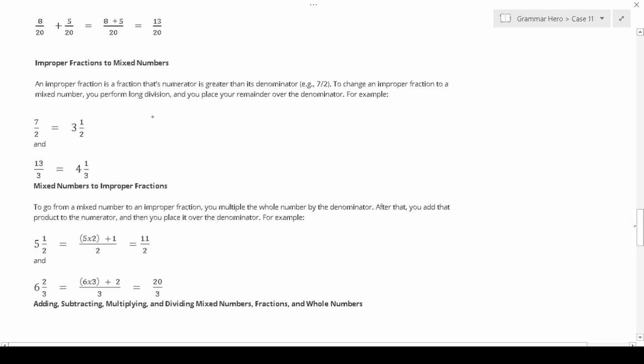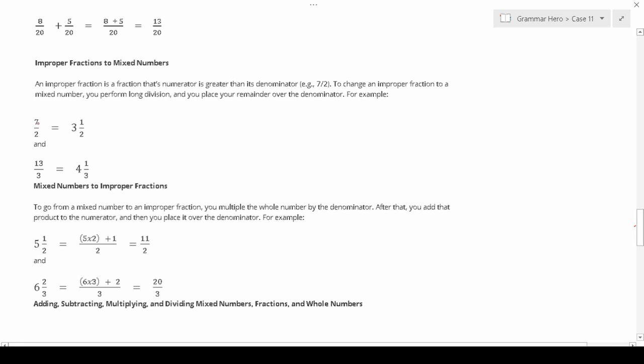So now let's talk about improper fractions, and more specifically how we convert them to mixed numbers. Just to give you a definition, an improper fraction is a fraction in which the numerator is greater than the denominator. So in this case, we can see 7 is the numerator, 2 is the denominator. 7 is bigger than 2, so this is an improper fraction, and we can convert it to a mixed number if we wanted to. To do that, you perform long division.